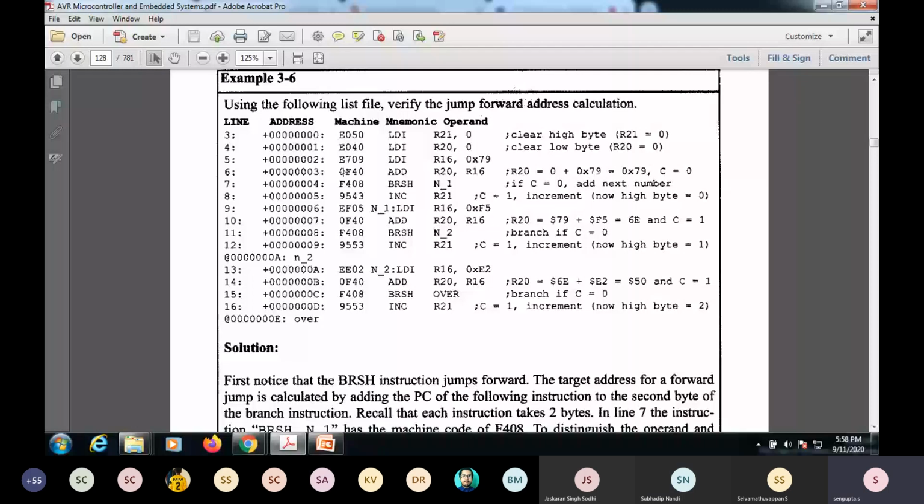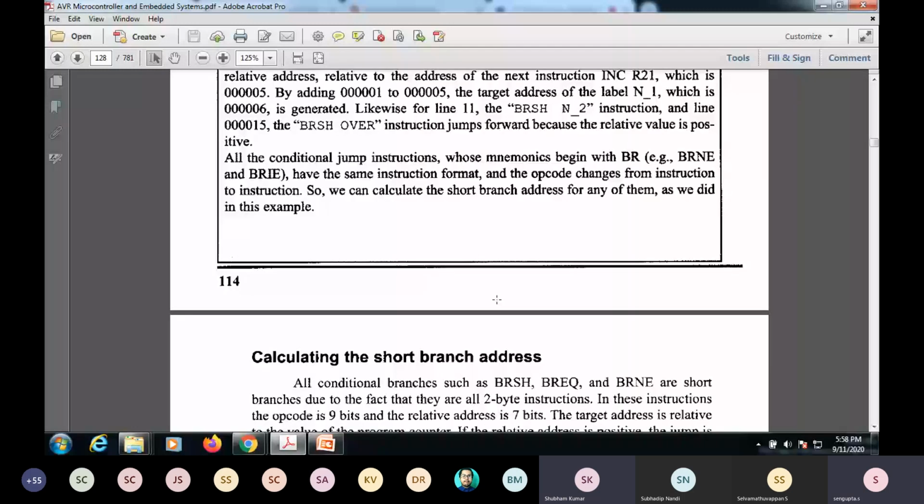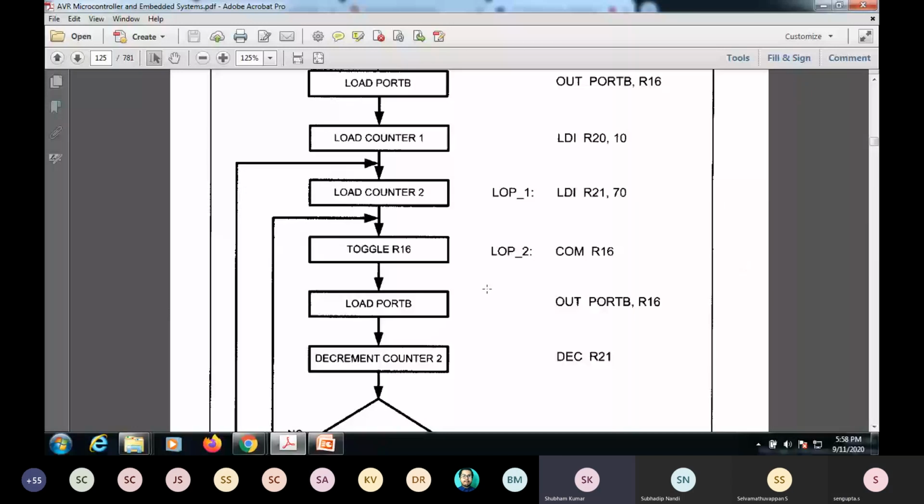Sir, actually, this one is explained on page number 102 of the PDF. 102 of the PDF. Yes, before that. Yes, sir.